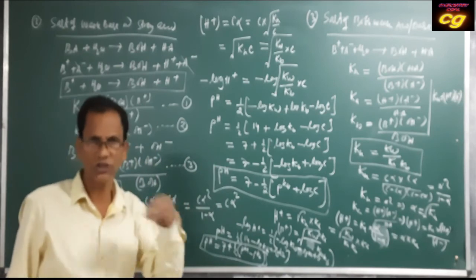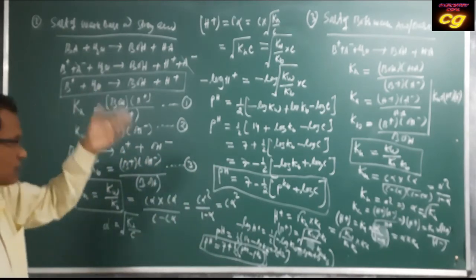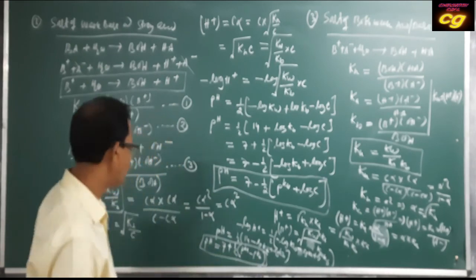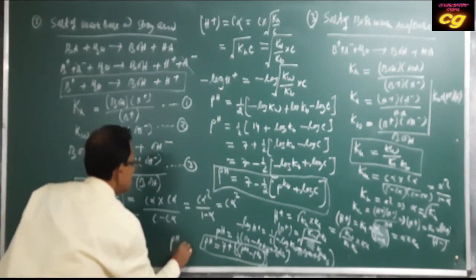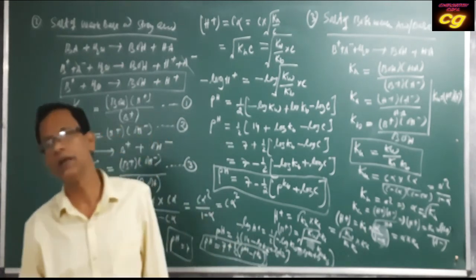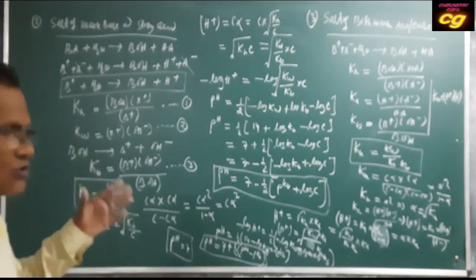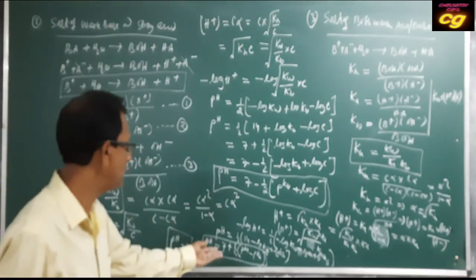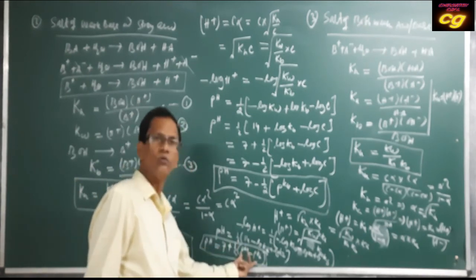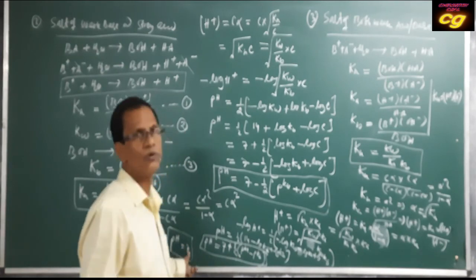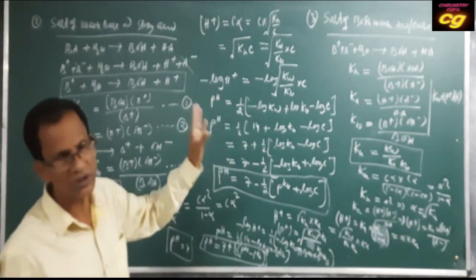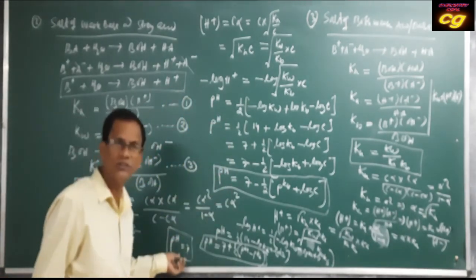When both are strong, one last thing: when both are strong, pKa is equal to pKb, so the result will be 7. When both are strong, pH will be 7, because pKa is equal to pKb. That's why the right side part will be 0. Then pH will be 7 for strong acid, strong base. That's why for salt of strong acid and strong base, the pH calculation is not required.